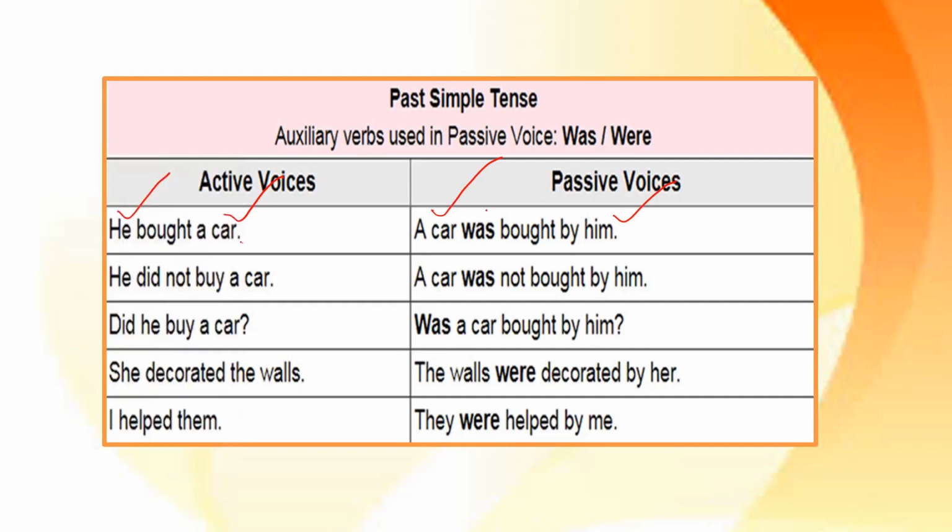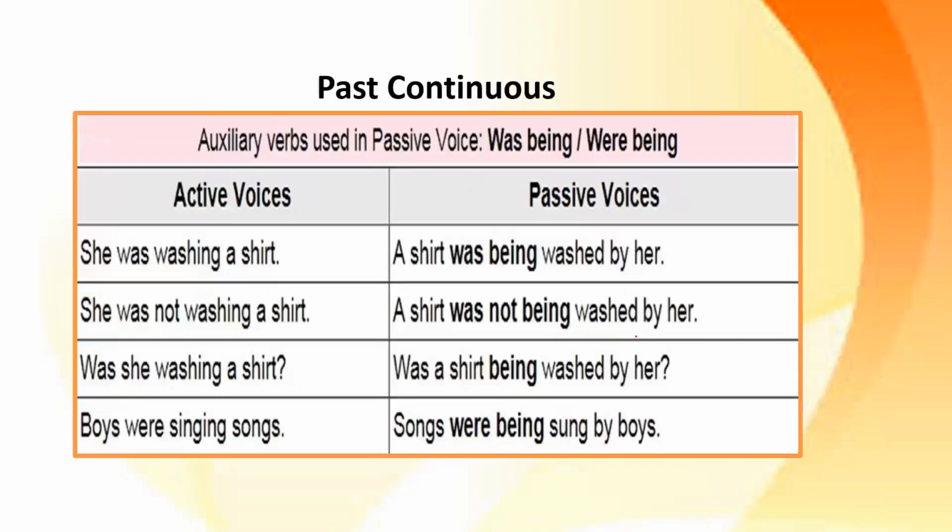And what is the helping verb in passive voice? Was. And bought is the past participle form of the verb buy. Then see another example. She decorated the walls. Then in the passive voice, the walls were decorated by her. Were is the helping verb and decorated is the past participle form of the verb decorate, and by her.